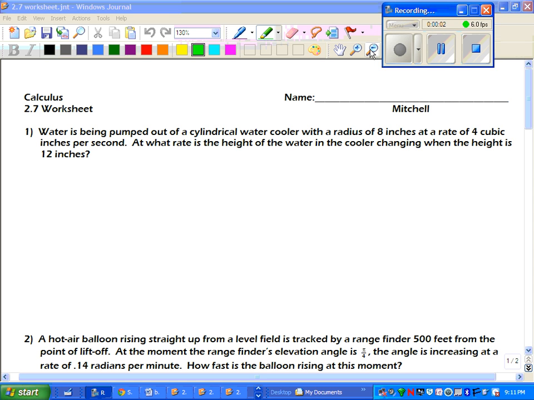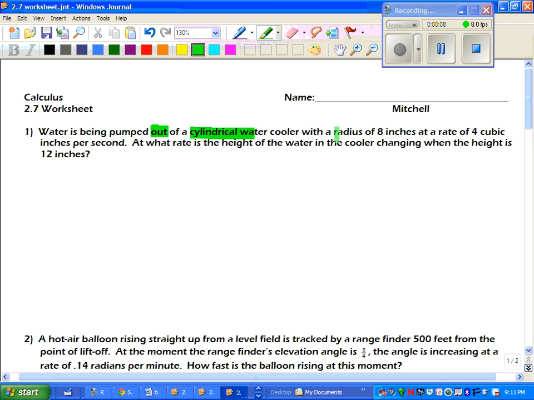All right, let's take a look at number 1 together. Water is being pumped out of a cylindrical water cooler with a radius of 8 inches at a rate of 4 cubic inches per second. What rate is the height changing when the height is 12 inches?